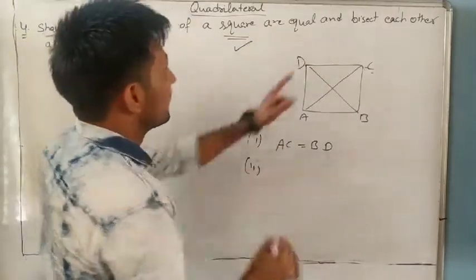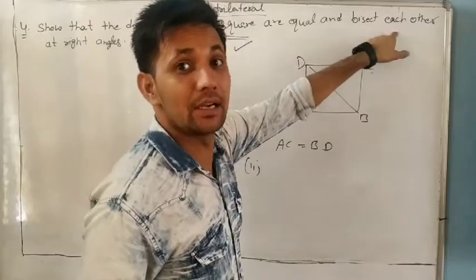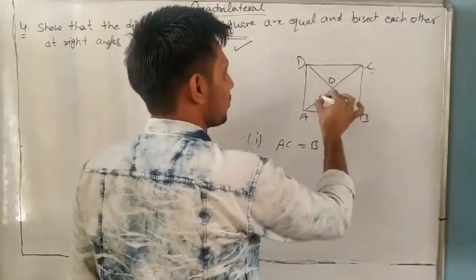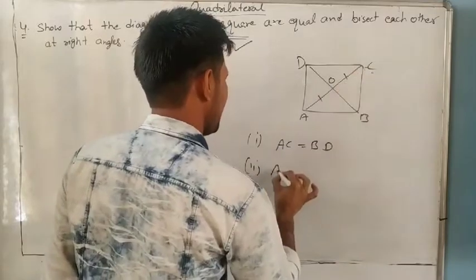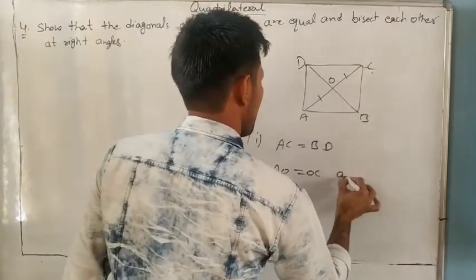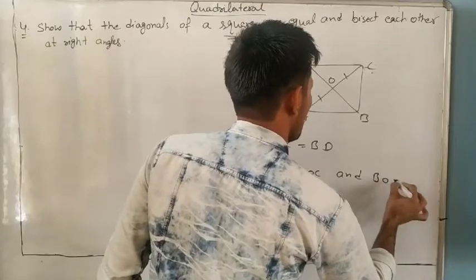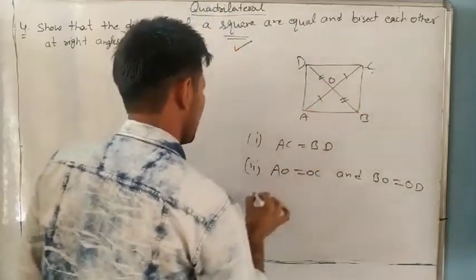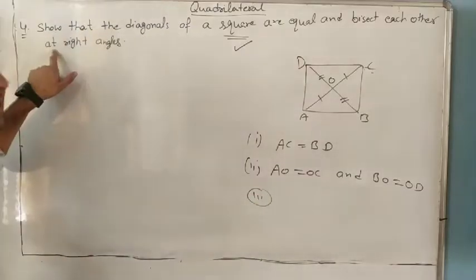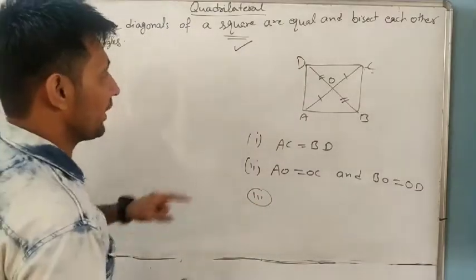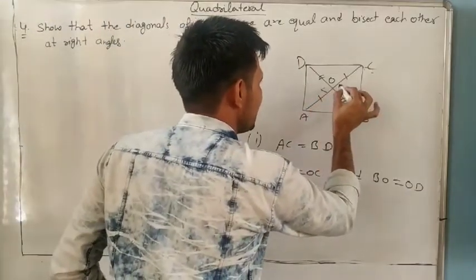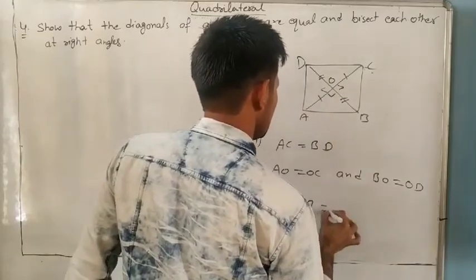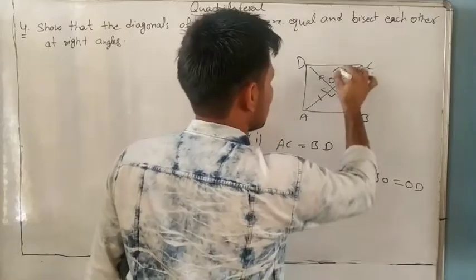Second, they bisect each other. Suppose they intersect each other at point O. So we have to show that AO equals OC and BO equals OD also. Third part, they bisect at a right angle. We have to show that this angle is 90, this one 90, all are 90: angles AOB, COB, and the other two.